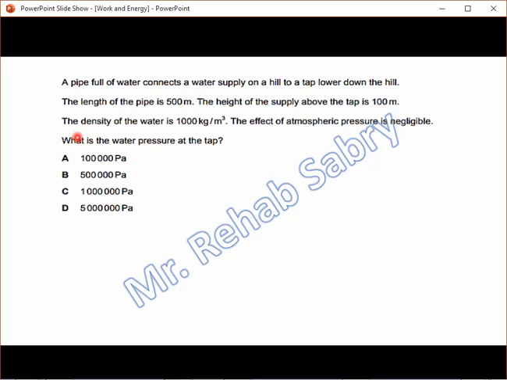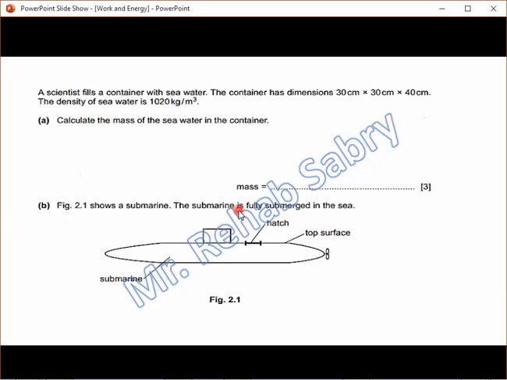The density of water is 1000, and g is given on the cover page, which is 10. I have the height, so I will not use 500. I'll use the height 100 and the density 1000: rho g h equals 100 times 1000 times 10. So the answer will be C. This is another example, but we will solve it later after finishing the explanation.